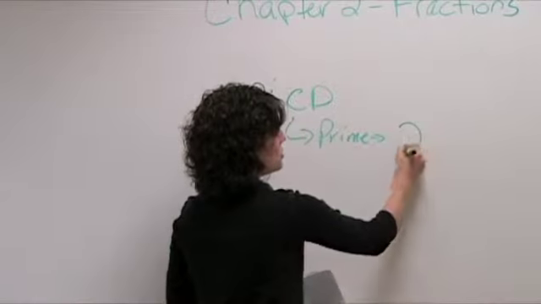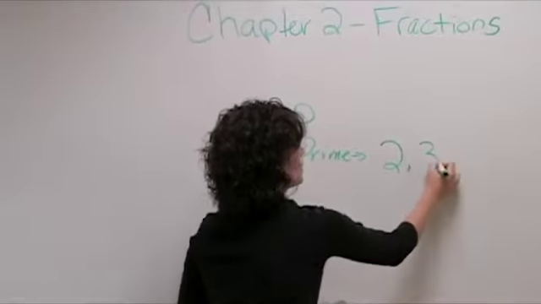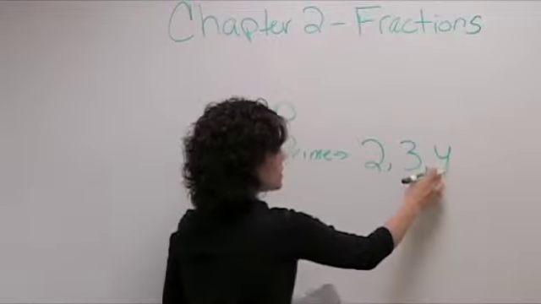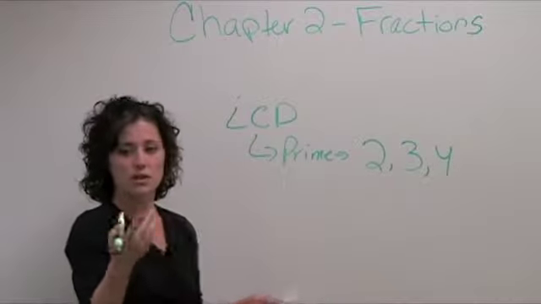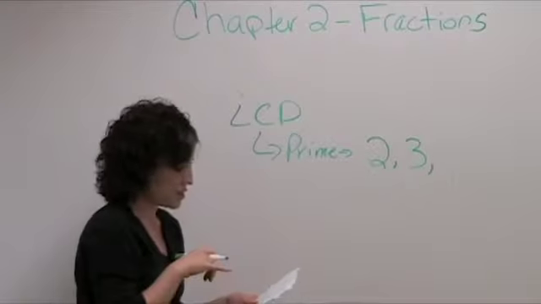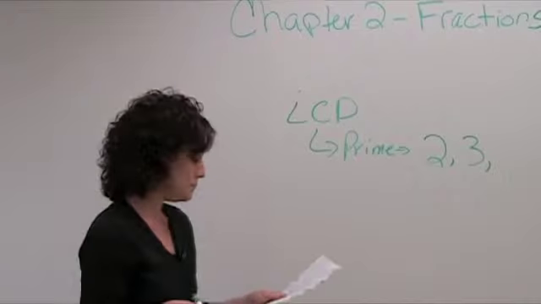So for instance, 2 is a prime number. I can only divide it by 2 and 1. 3 is a prime number. I can only divide it by 3 and 1. However, 4 is not a prime number because 2 and 2 can go into 4. So 4 is not. If you take a look, it's on page 42 of your book. There is a list of prime numbers that it goes through.